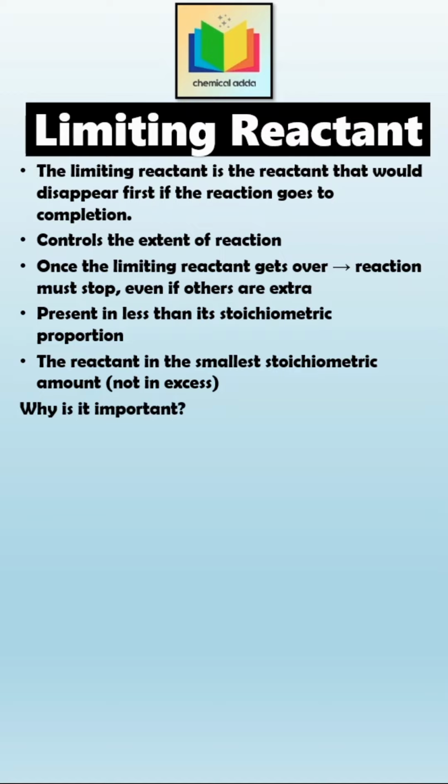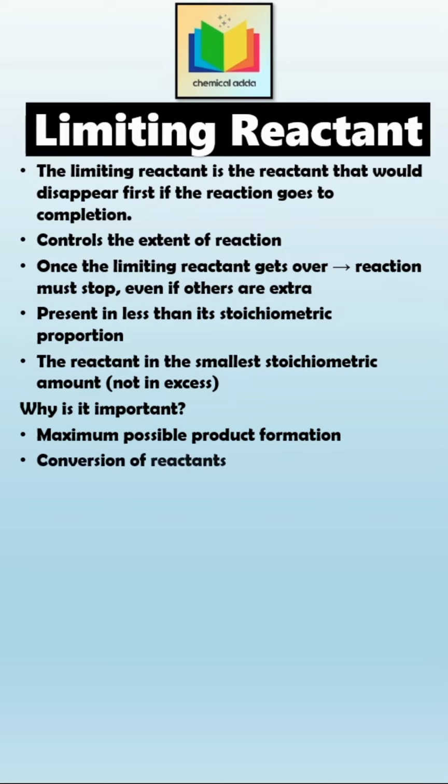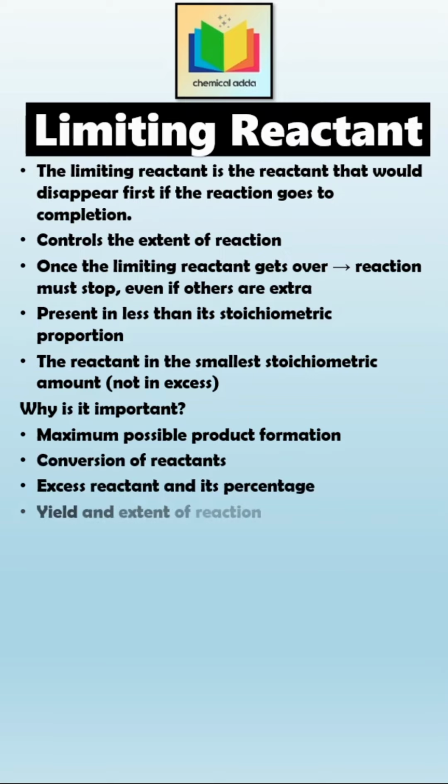Because once we identify the limiting reactant, we can find maximum possible product formation, conversion of reactants, excess reactant and its percentage, yield and extent of reaction. Now, let's understand this with one example.